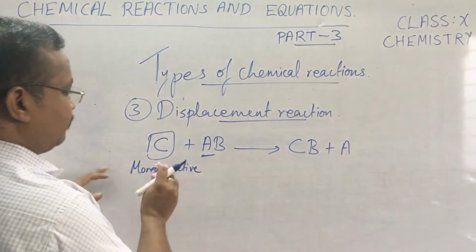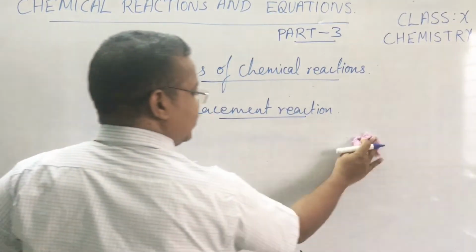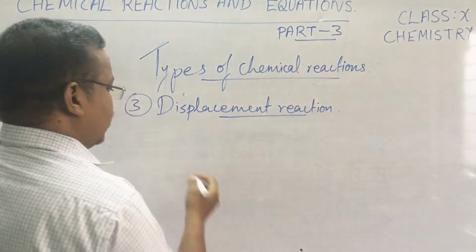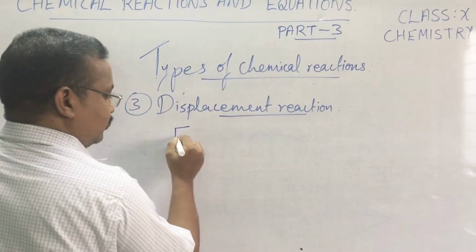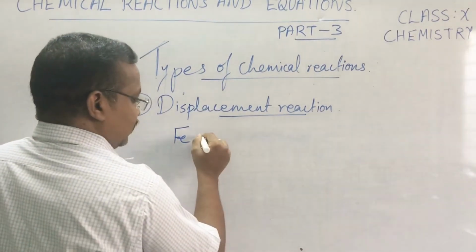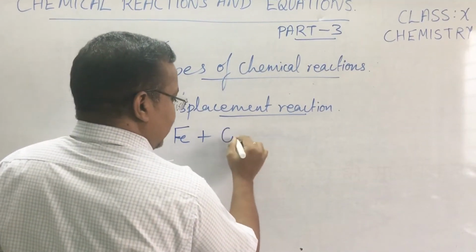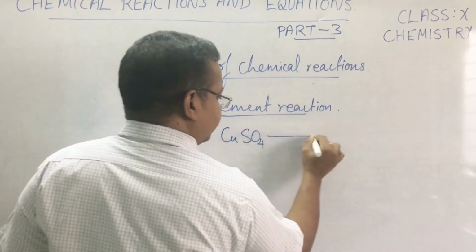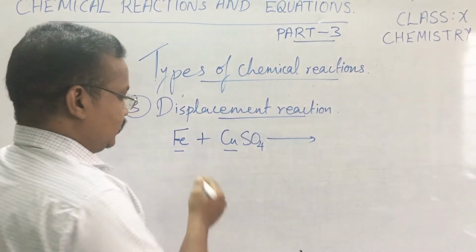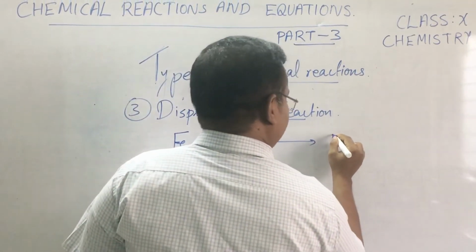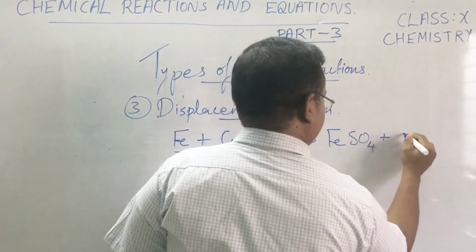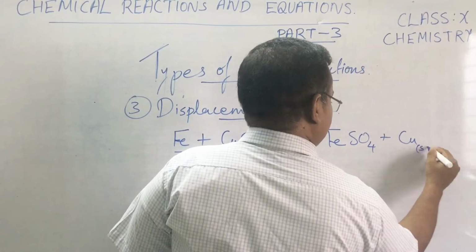So this type of reactions we call displacement reactions. Let us take some examples. Can you give me some examples, like iron? Iron is not very reactive, but it is a moderately reactive metal. On adding iron into copper sulfate solution, iron will displace copper from aqueous solutions. What will happen in this reaction is it will convert into FeSO4, and Cu is produced.